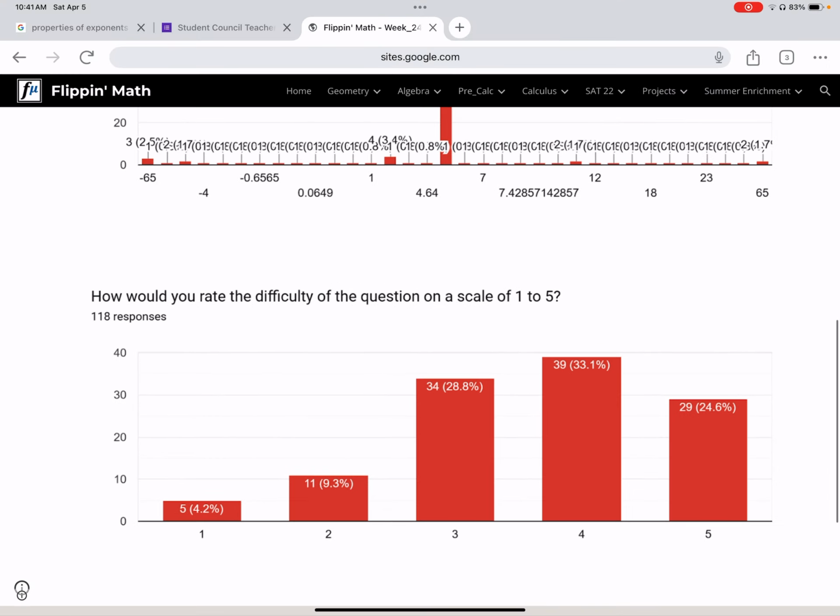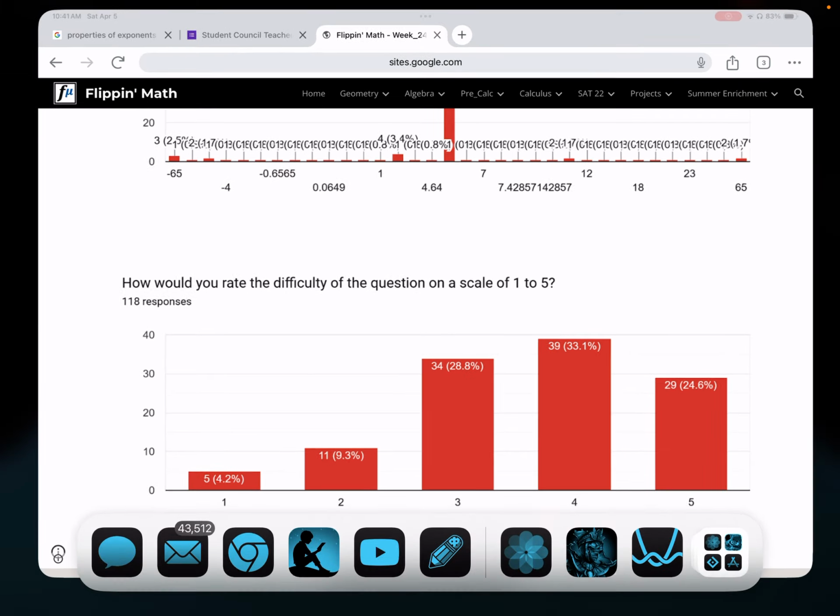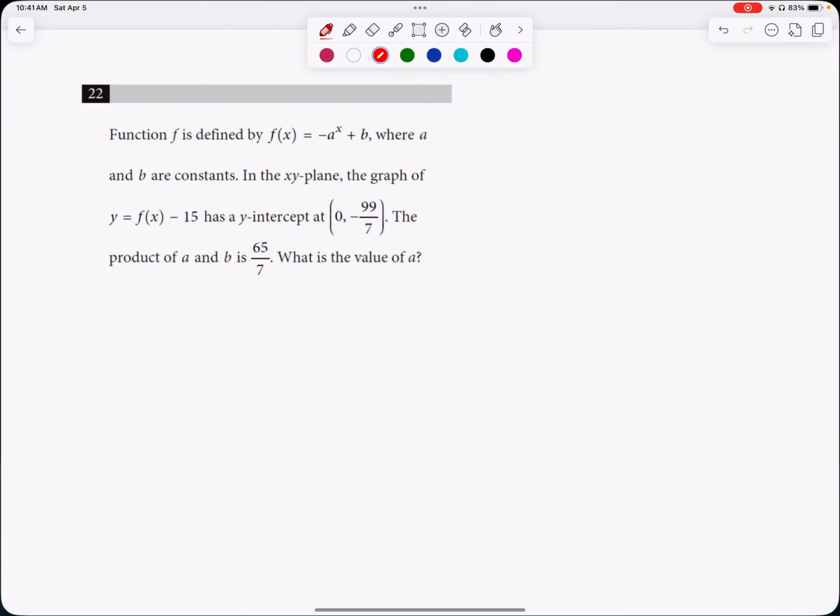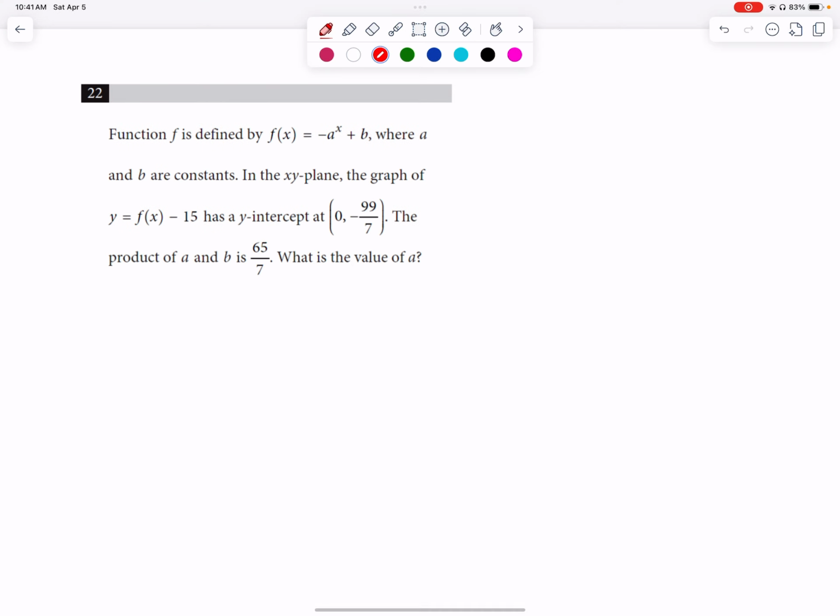So let's dive into the actual solution here. And of course, the major question that we sometimes ask is, can you do this thing on Desmos? And I think you can, but you got to be clever about it. So let's start with the equation that they gave us. f of x is equal to negative a to the x plus b.